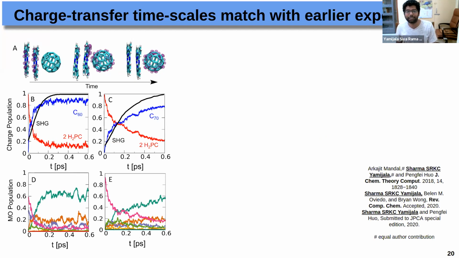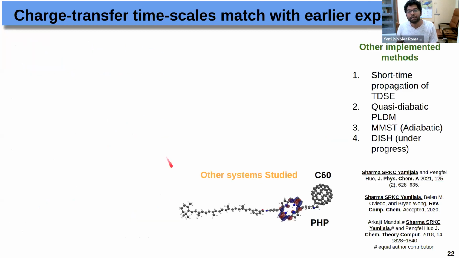We have also studied similar kinds of dynamics in other organic photovoltaic systems, such as the C60-carotenoid-porphyrin triad, as it is called, where there is fullerene, carotenoid, as well as porphyrin. And we have also implemented various other short-time propagation techniques with other non-adiabatic techniques, such as short-time propagation of TDSE, quasi-diabatic PLDM, etc. With that, I will stop the first application of the non-adiabatic dynamics.